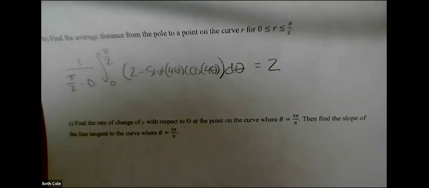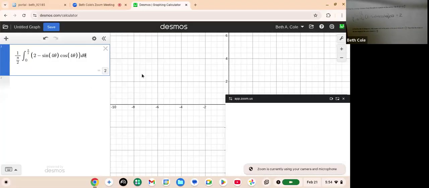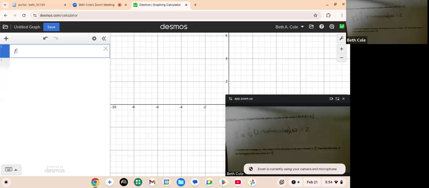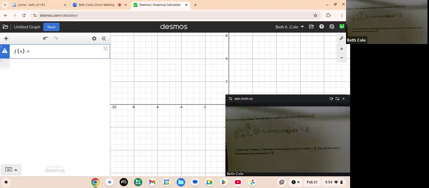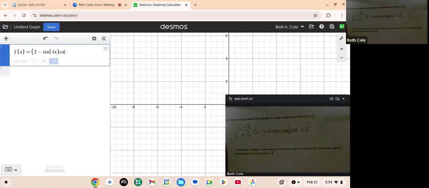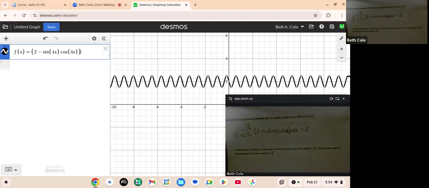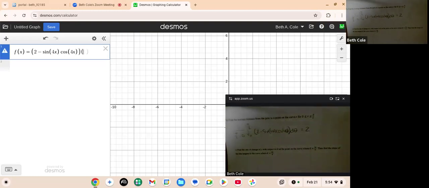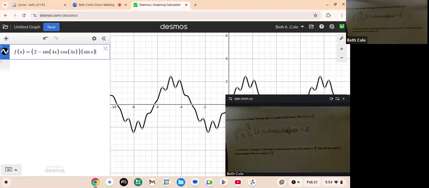To find y for this r equation, and then we're going to have to do the derivative of that at a point. So I'm going to come over here, get rid of this. I'm going to call it x again, just because that's easier to type. Y is going to be r sine theta. So r is 2 minus sine of 4 theta, but I'm going to put x, cosine 4x. So again, y, which is what we're looking for, is r sine theta. And what it's asking us for is the derivative of y at 3 pi over 8.